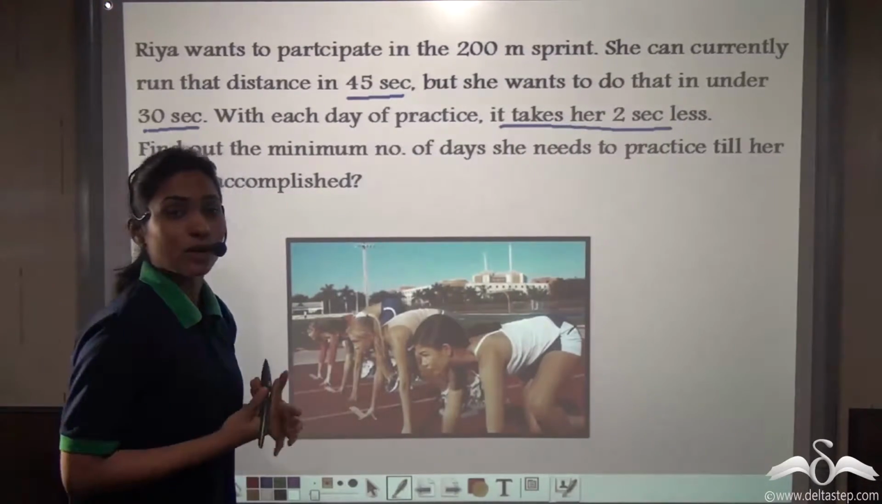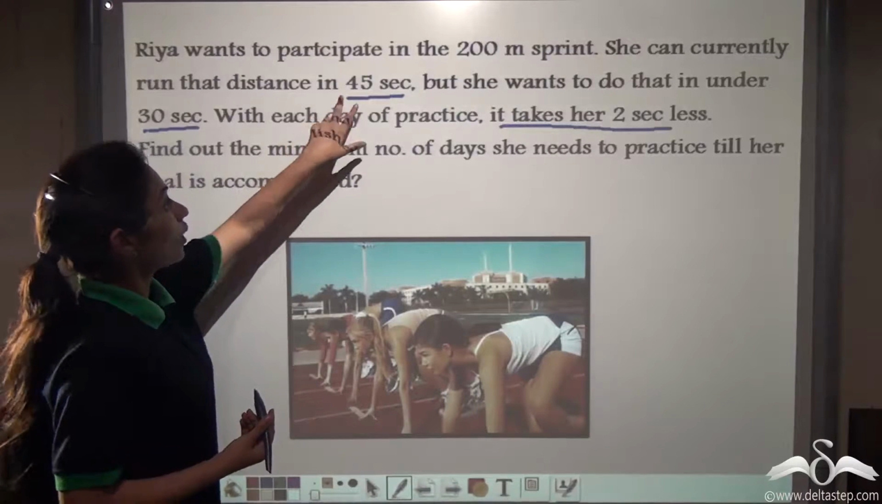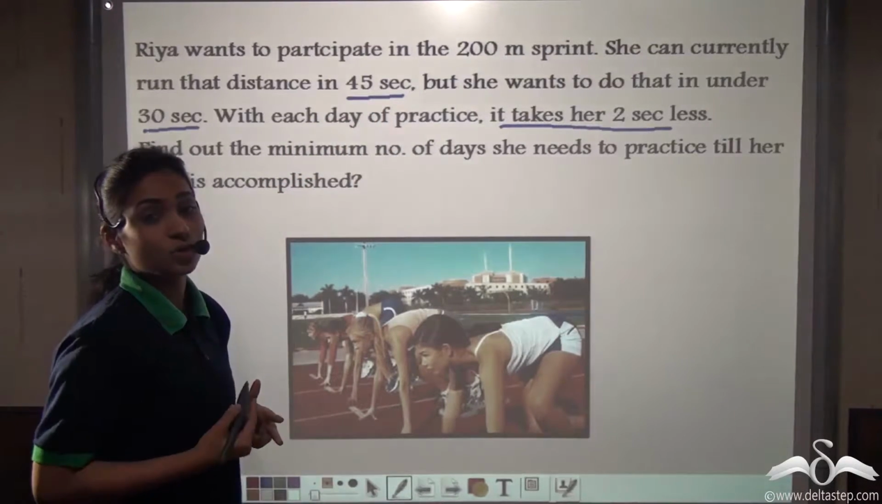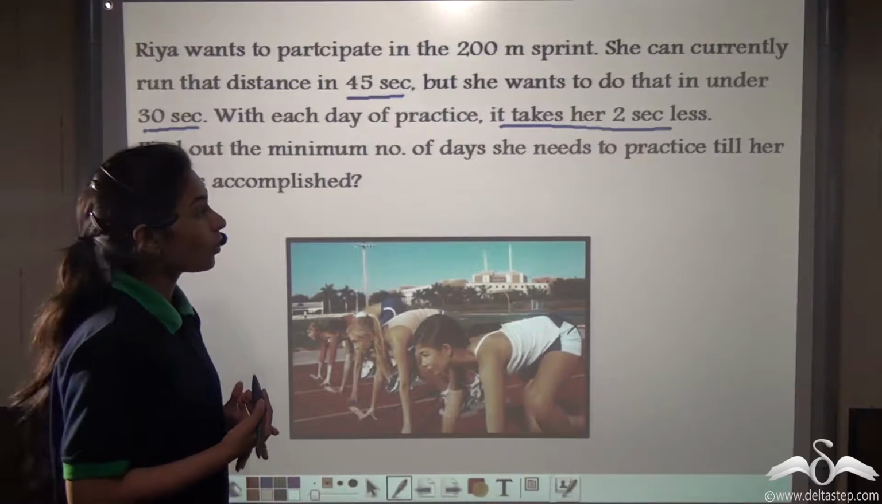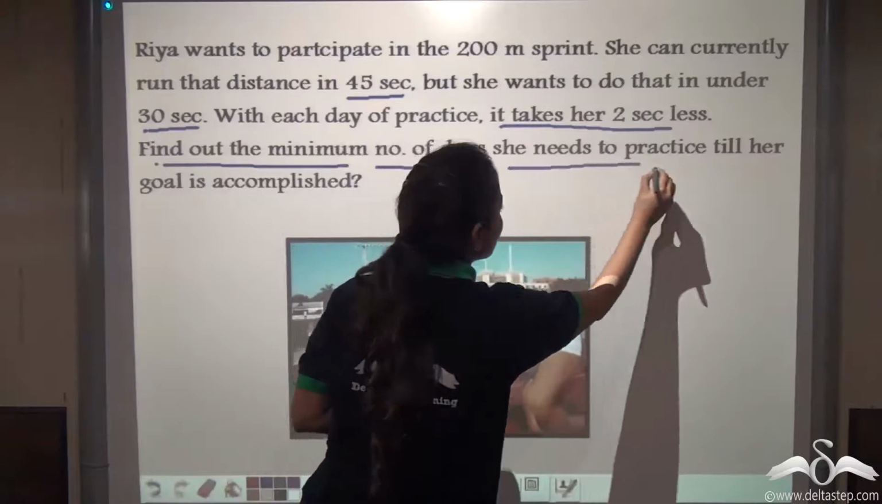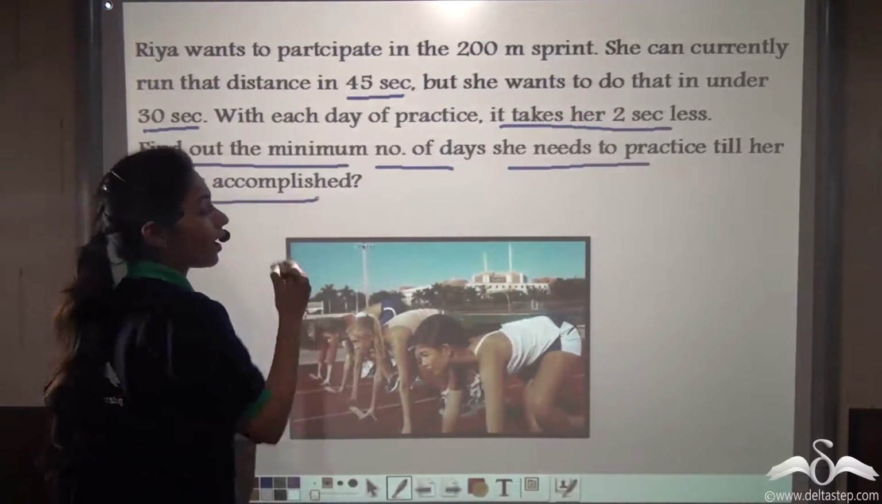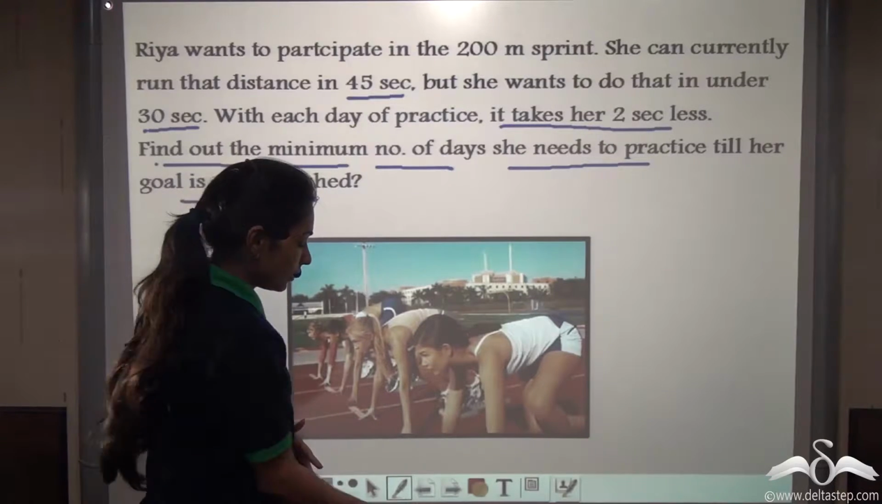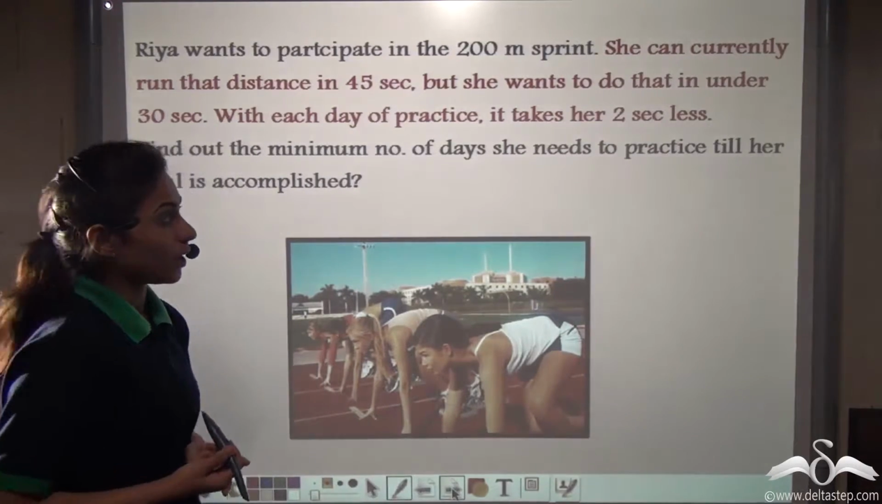So she is trying to overcome that time. It actually takes her 45 seconds, but then she wants to do it under 30 seconds. Okay? So you need to find out the minimum number of days she needs to practice till her goal is accomplished. Now can you help her doing this? Well, let's see how we can do this.